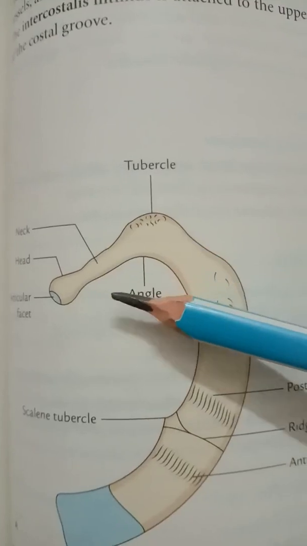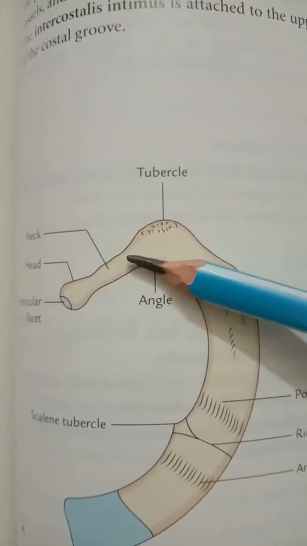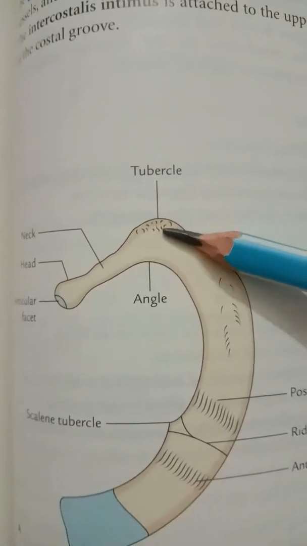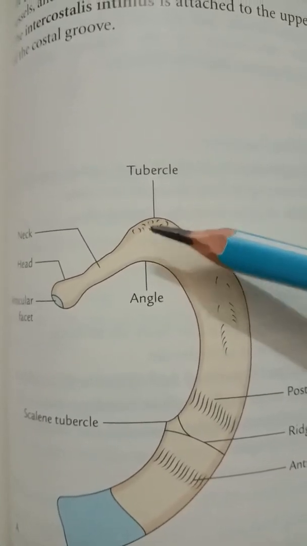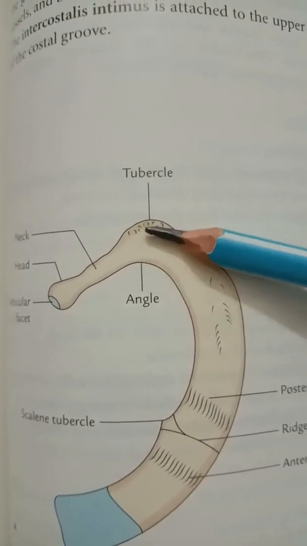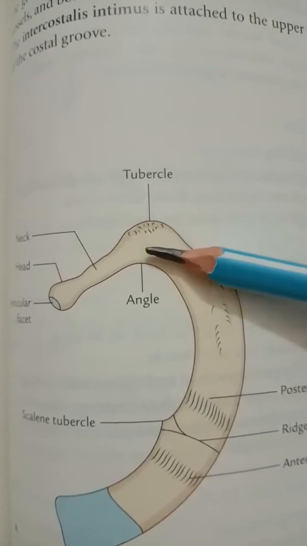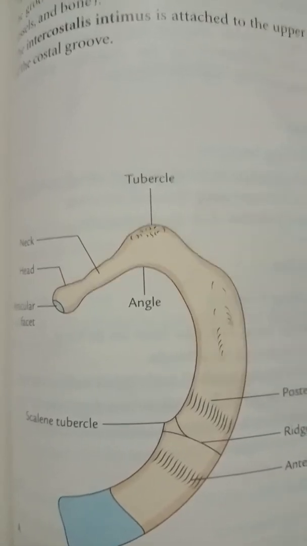The neck is rounded and directed laterally, upwards and backwards. Then the tubercle is large and it coincides with the angle of the rib and it articulates with the transverse process of the first thoracic vertebra to form the costotransverse joint.